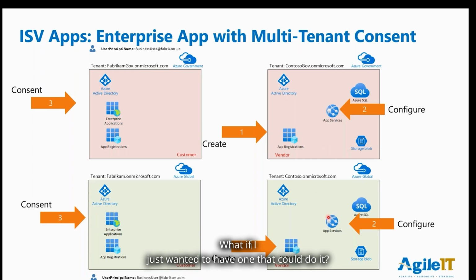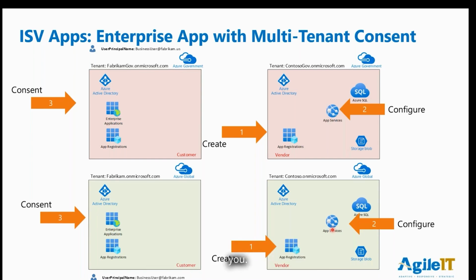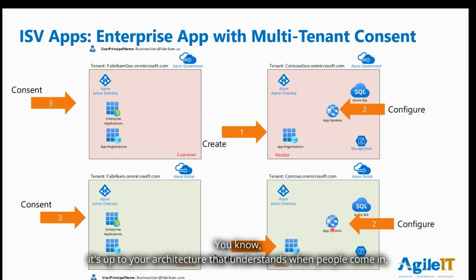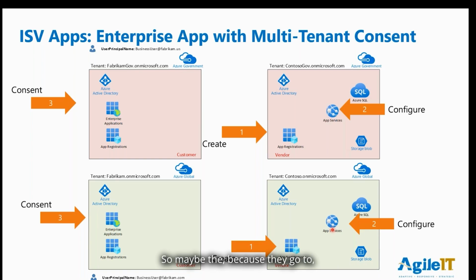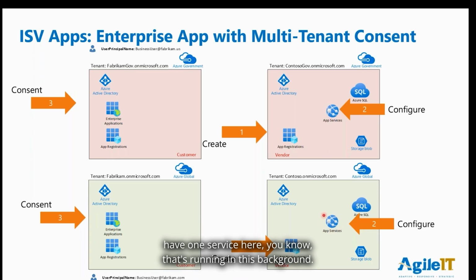So that could work. What if I just wanted to have one that could do it? You could do it, but it's a little harder with some of the built-in tools that the Microsoft identity platform has. Maybe you're using something else, Shibboleth or Identity Server, that can handle that for you. It's up to your architecture to understand when people come in, but you do need to decipher it somehow. So maybe because they go to agileIT.myapplication.com, I can see that URL, check my database, and know that's a government endpoint. I shoot them over there. So you may have to make adjustments in your applications, but you could have one service here that's running in this background. It's just on Azure.